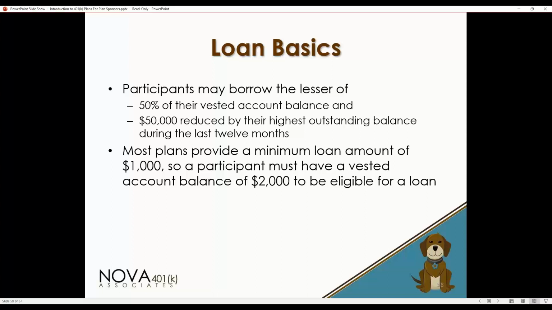So looking at that 50% of their vested account balance, in order to receive a $1,000 loan, they would need to have at least $2,000 vested in their account to receive that loan. So it's not going to be made for small loan amounts. It's not meant to be a savings account. It's meant for very specific reasons. A participant does not need to show documentation for a loan that's withdrawn, as long as it's not more than a five-year term.